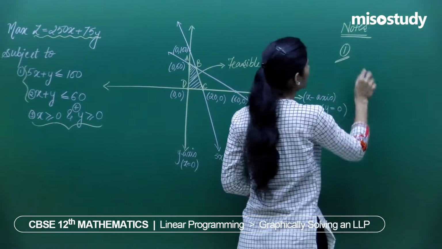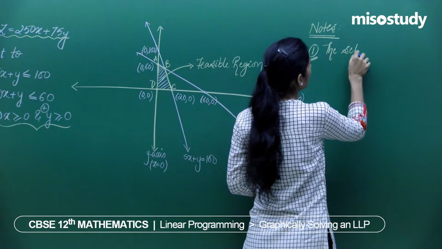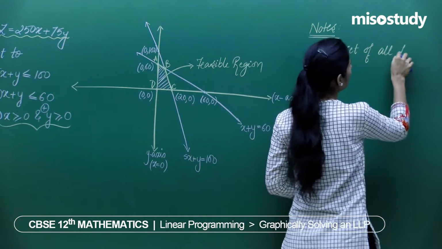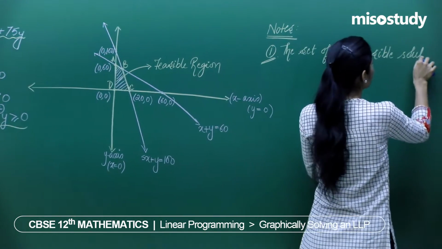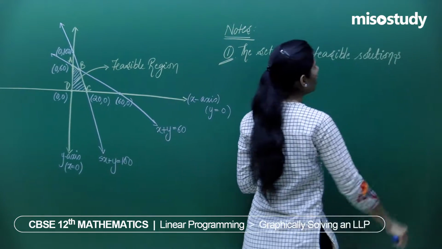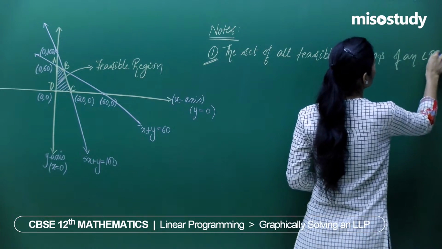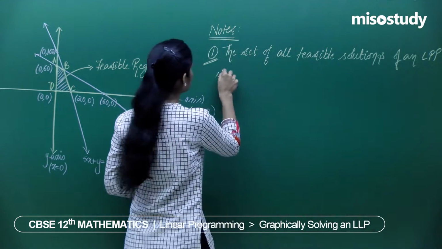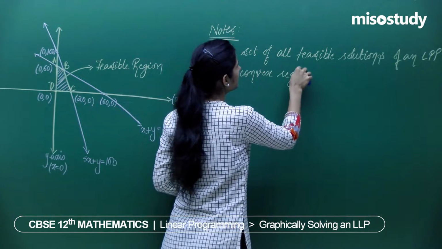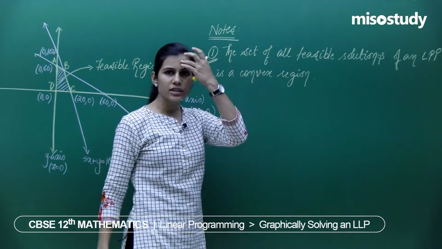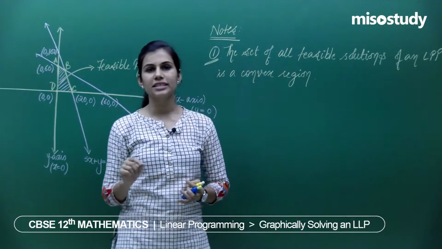First thing, always remember that the set of all feasible solutions of an LPP is a convex region. Feasible solutions means those ordered pairs x comma y which are going to satisfy all my constraints. Like this is the set of all feasible solutions and right now it is a convex region.